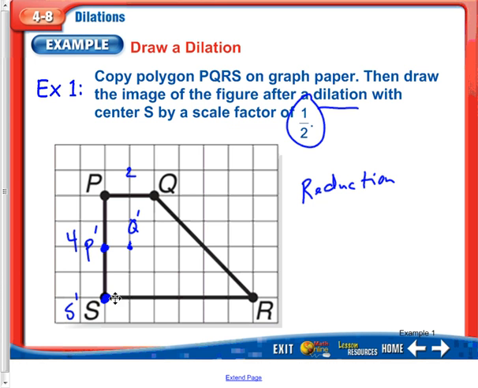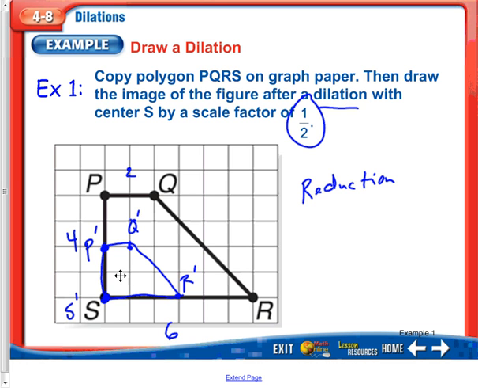And for this one, we know that R is straight across from S. We're going to go 1, 2, 3, 4, 5, 6. So right now it's 6 units away. We're going to shrink that down to 1, 2, 3. And we're going to make R prime right there. And then we can draw our new dilated shape in.